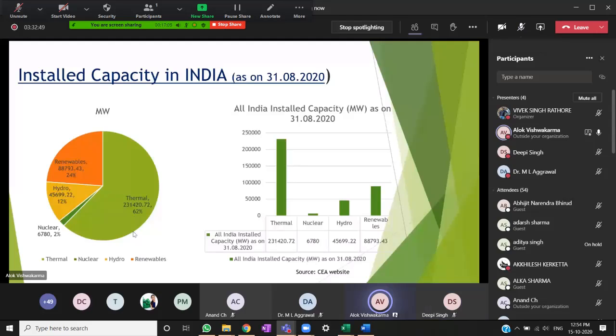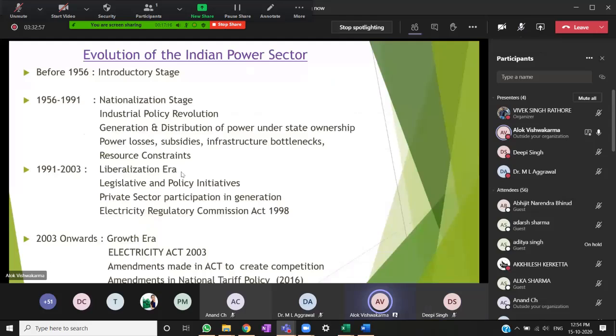Coming to the next, let us see how the Indian power sector has evolved. Before 1956, it was a very introductory stage, and the power capacity in the 1950s was around 1500 megawatt. That was a very preliminary stage. From 1956 to 1991 was the nationalization stage, and in this period the industrial policy resolution was enacted. At that time, there were several infrastructure bottlenecks, resource constraints in power generation, huge power losses and subsidies, all of which were creating lacunae in the development of the Indian power sector.